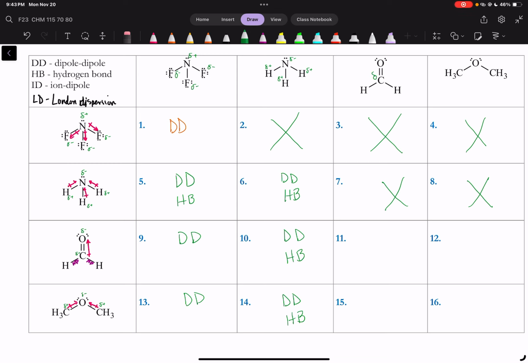Now let's take a look at the formaldehyde with formaldehyde. Positively charged carbon, negatively charged oxygen. The hydrogens do not have any partial charge. They're nonpolar, so we can't have hydrogen bonding.